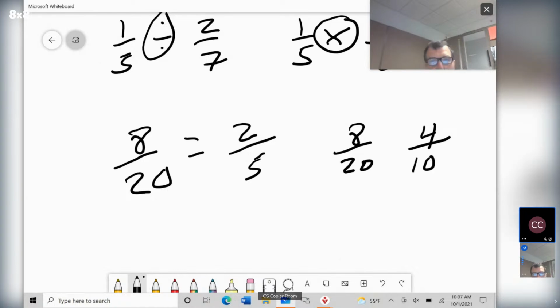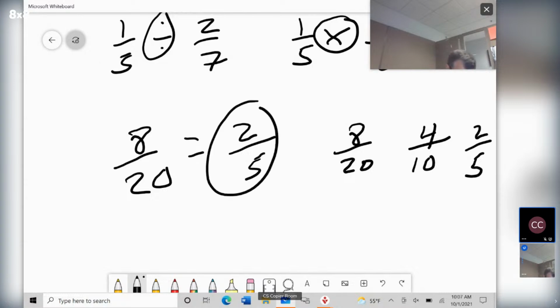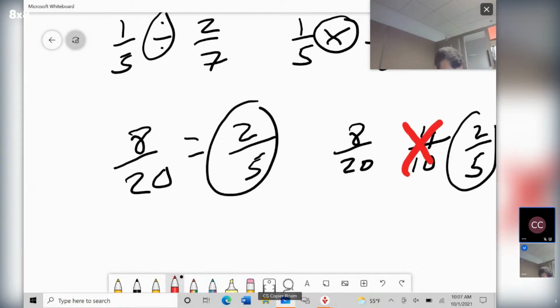But once again, we still have 2 even numbers, so we know 2 will go back into 4 2 times. It also goes into 5. So we get 2/5 either way, but if you're able to do the bigger number, you're going to cut out this step, okay?